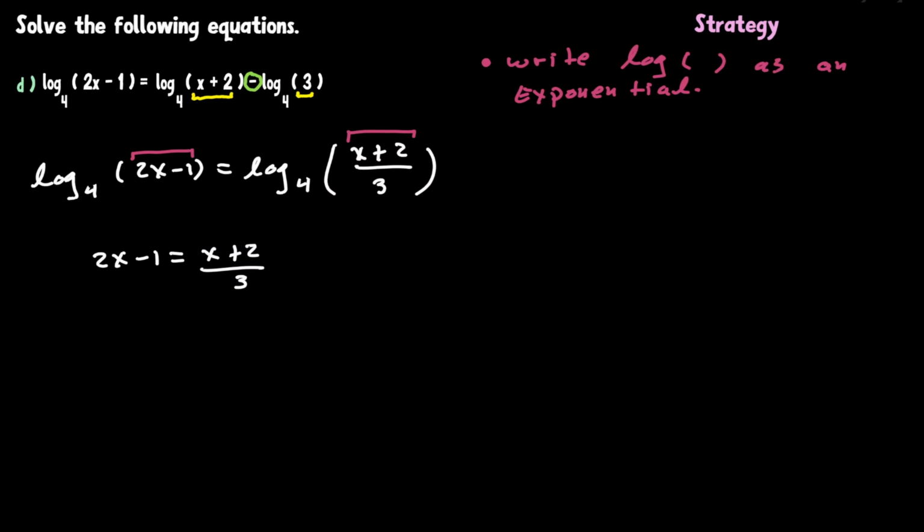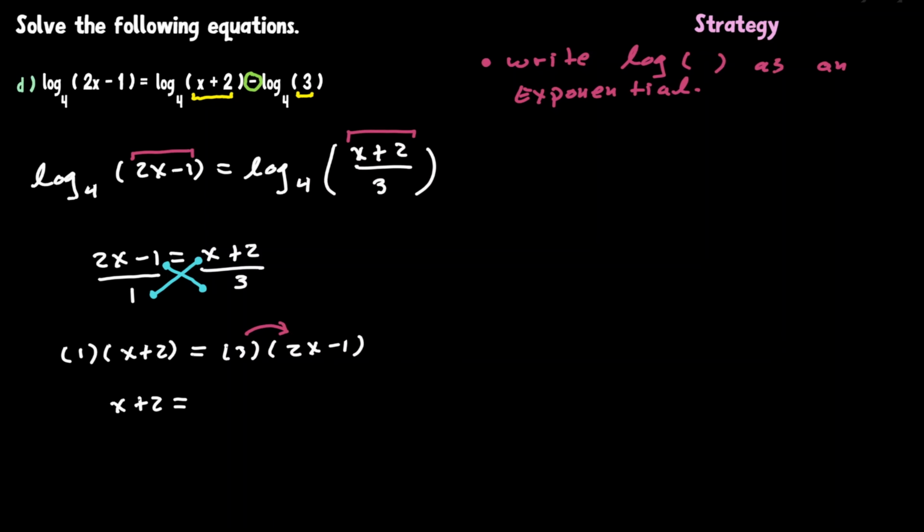I'm going to start by dividing the left-hand side by 1. And when we do that, we can think of cross multiplication. And now we're going to get 1 times x plus 2, and that is going to be equal to 3 times 2x minus 1. And when we multiply the left-hand side, we're only going to get x plus 2, and let's distribute on the right-hand side. The first distribution is going to give us 6x, and the second distribution is going to give us minus 3.